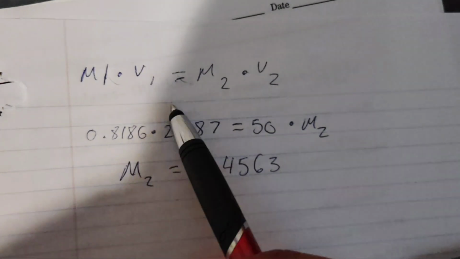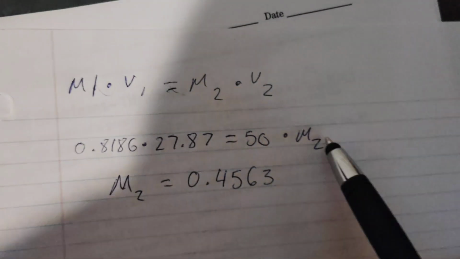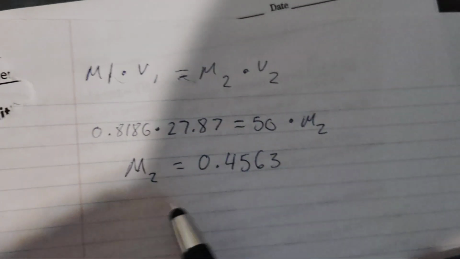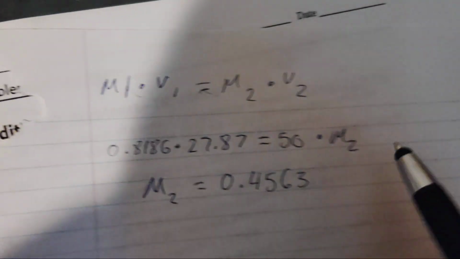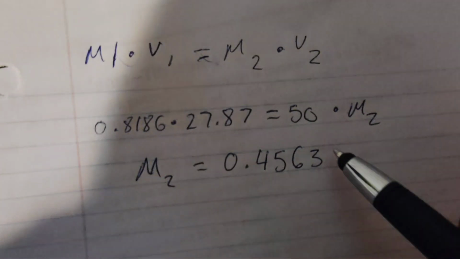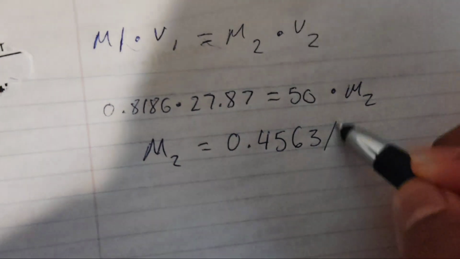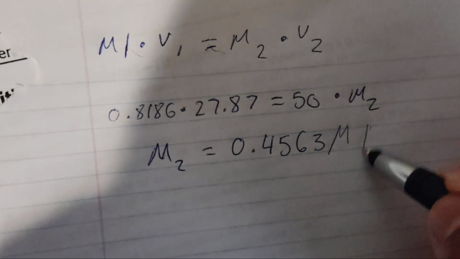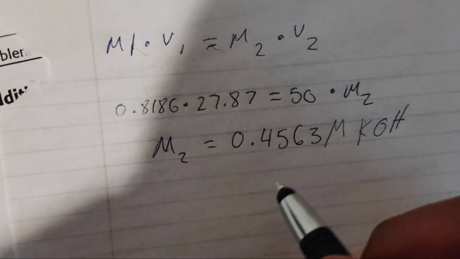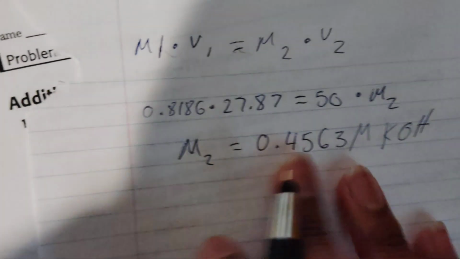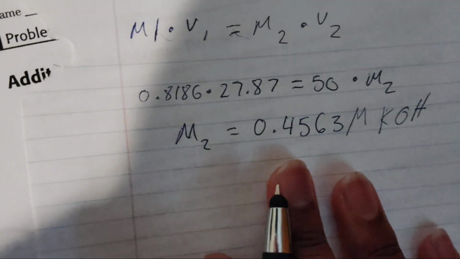We have to do this times this, get the total of that, and divide it by 50 to get the molarity of the base, which is 0.4563. 0.4563 molar of KOH right there. So this would be the answer for this problem, which is very simple and very easy.